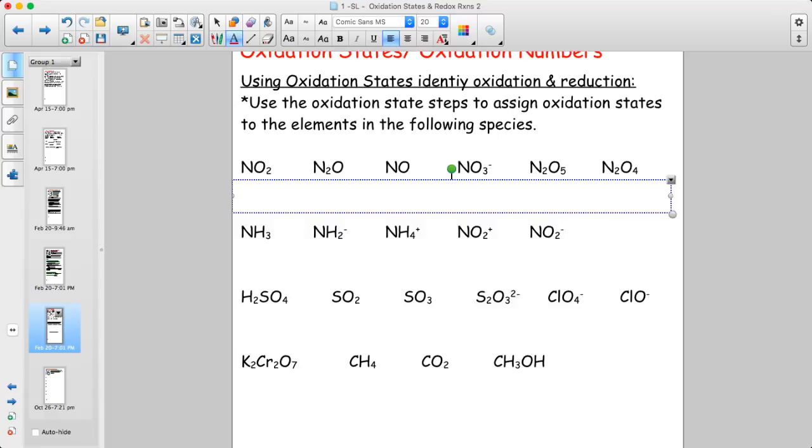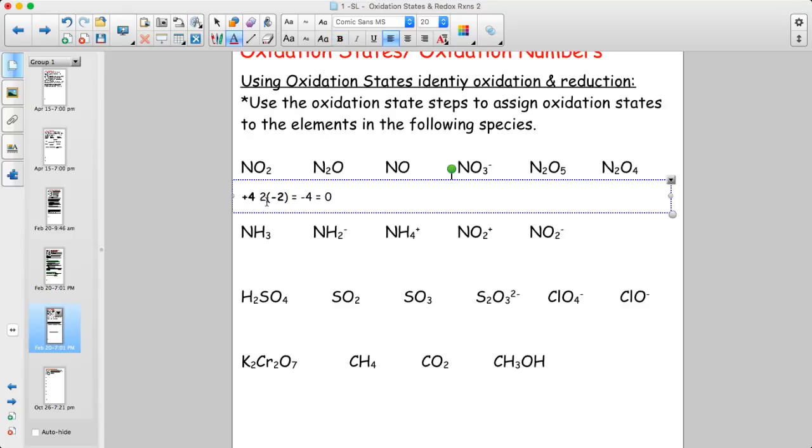So in the first one, key is always start with the one that you know. So I've got oxygen. I know that oxygen has a -2 oxidation state, and there are 2 of it. So that equals -4. I've got 4 minuses here. Overall, there's no charge on this compound. That means that if they're going to add up to 0 with the overall charge, nitrogen must be +4 in this example. So I've got a +4 for nitrogen, and I've got -2 for oxygen.